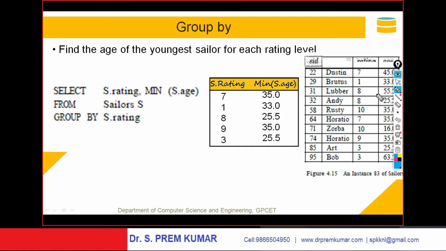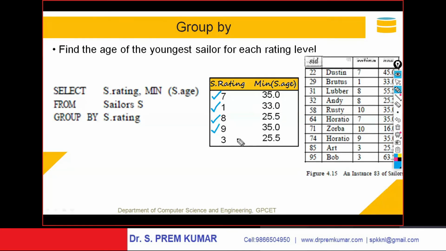Here it is 45, here it is 35, so I want 7, 35, the youngest sailor. Do you have any more 7s? No, only these. Coming to 8, here there is one 8 with 55, and another 8 with 25. Any more 8s? No. In this group, the youngest is 25.5, so 8, 25.5. Take 9: there is only one 9 here. That one 9 becomes one group, with age 35.0.